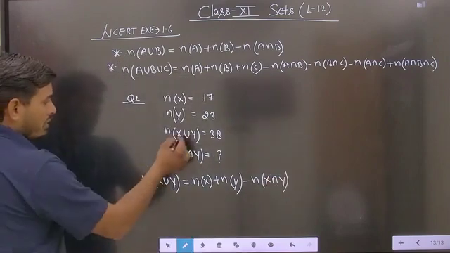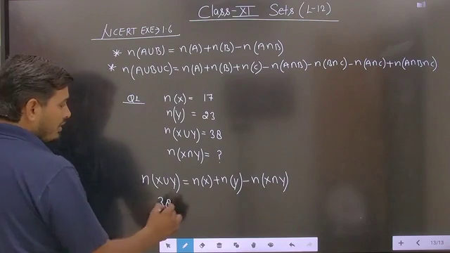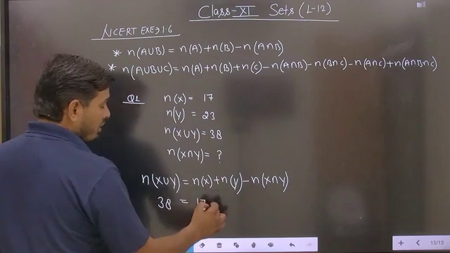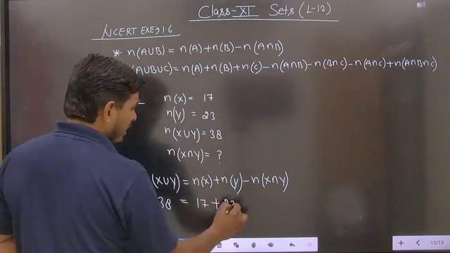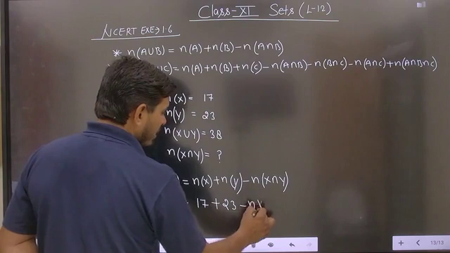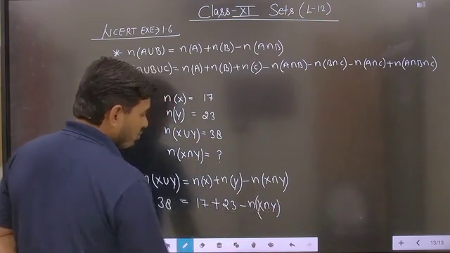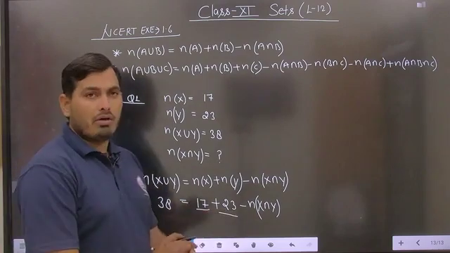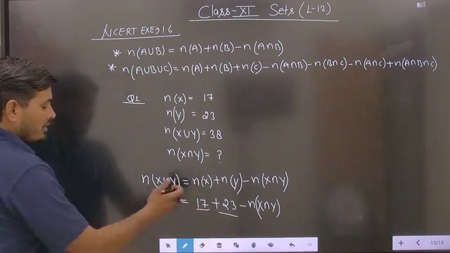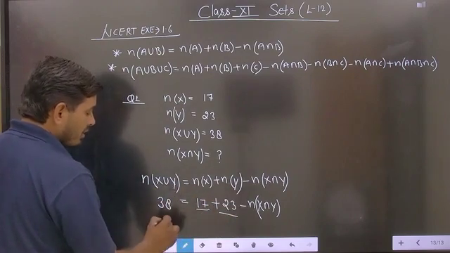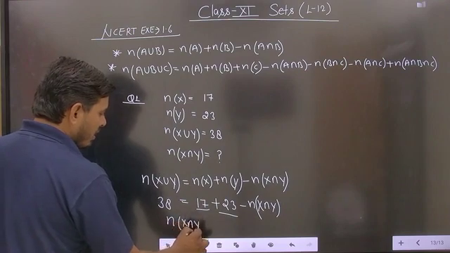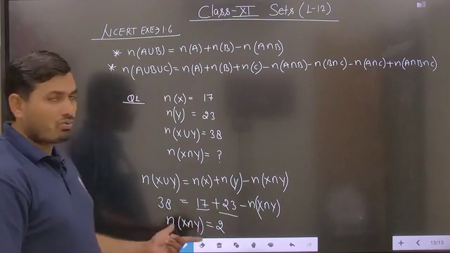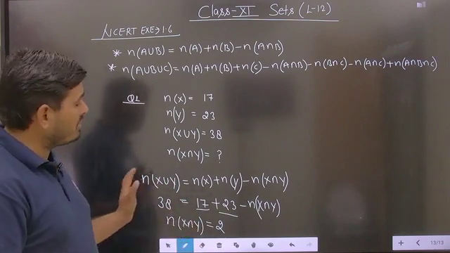Now students, you can check the values. This is given as 38. Here n of x is given as 17, n of y is given as 23, and this part, x intersection y, is to be calculated. Is it clear? So you can add both parts. 17 plus 23 becomes 40, and if 40 is subtracted here, then minus 2, and minus becomes plus. So n of x intersection y has a total of 2 elements. Is it clear? Students, this answer is very simple, but you need to know the basic formula.